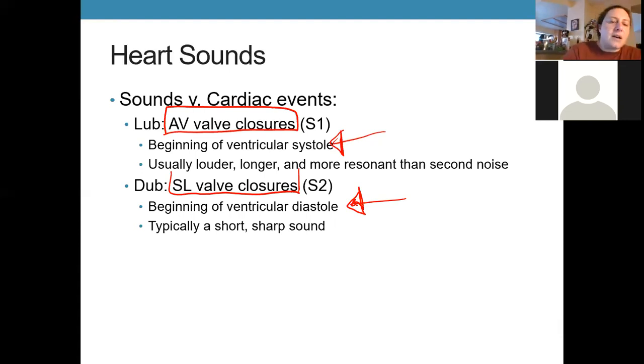And then there's a pause before the next paired set of LUB DUBs. So every time you hear LUB DUB, that is a single heartbeat. It is a single cardiac cycle.